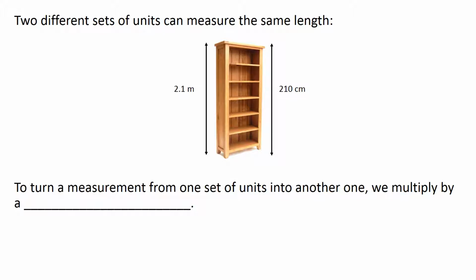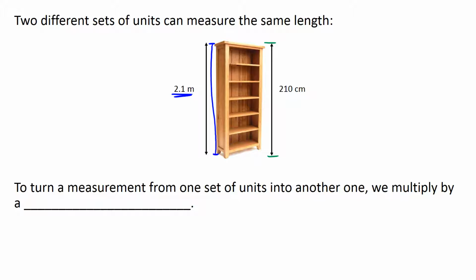So just as a quick review, two different sets of units can measure the same length. For example, if you have two different measuring tapes, one that measures in meters and one that measures in centimeters, first starting with the meter measuring tape, you might use it to measure the height of a bookshelf and find that it's 2.1 meters. Then you grab your other measuring tape that measures in centimeters, and if you were to measure the same height, you would see that instead your measurement is 210 centimeters. So that's the same height, but represented using two different units.